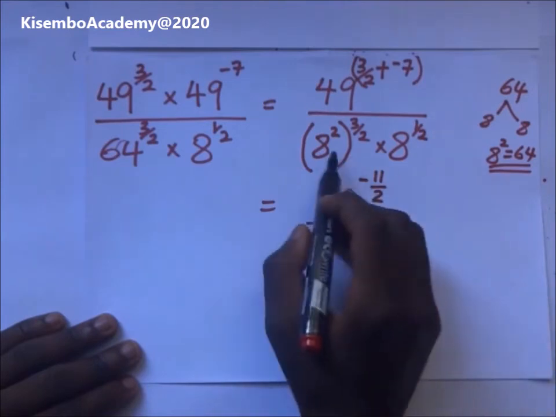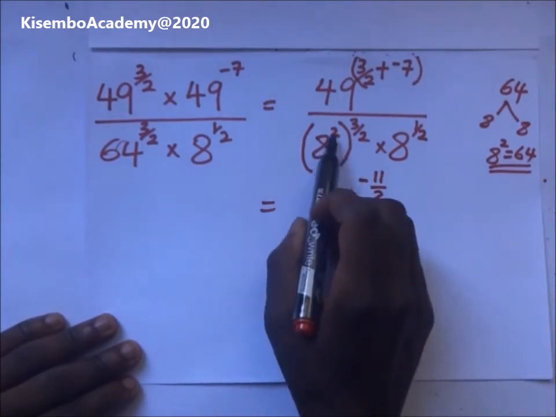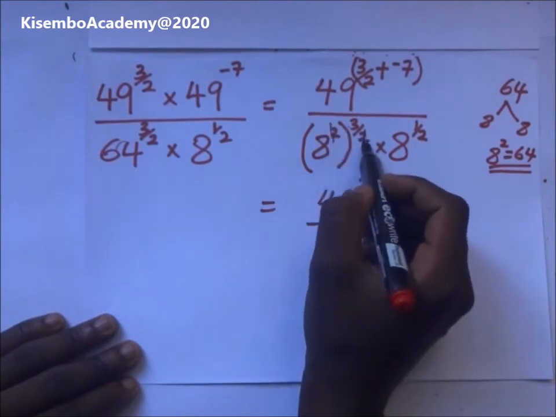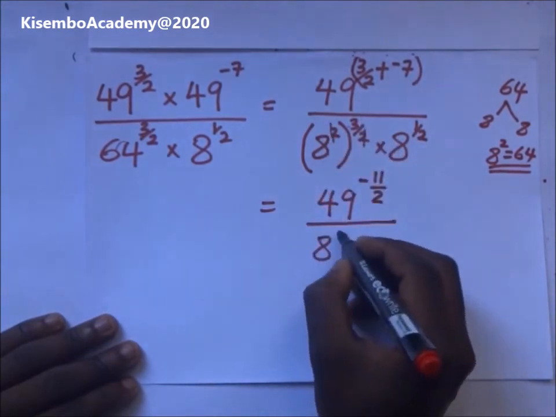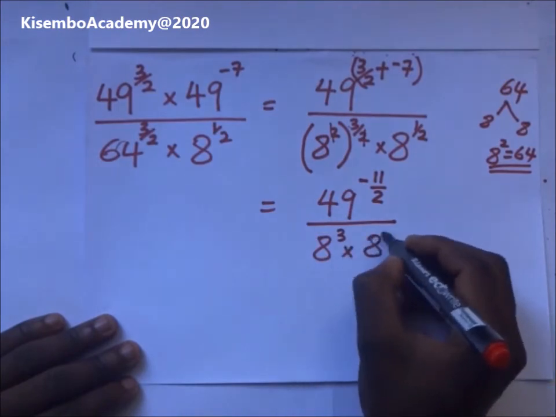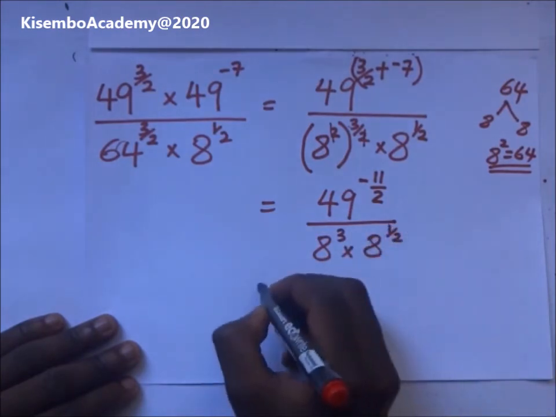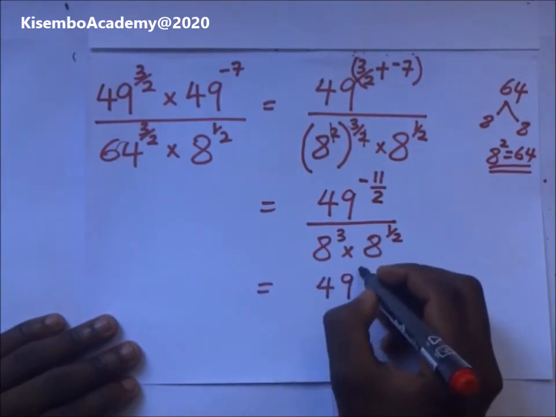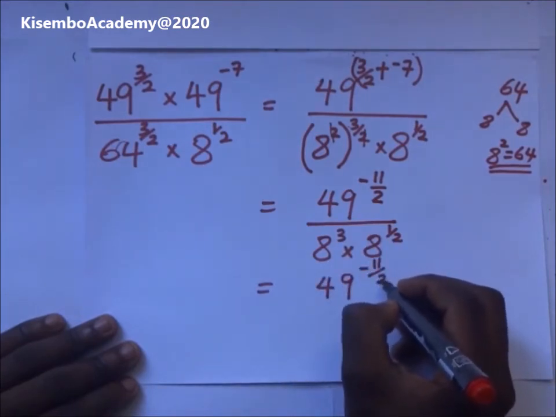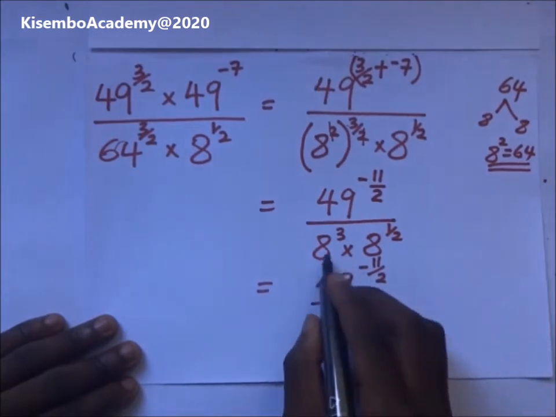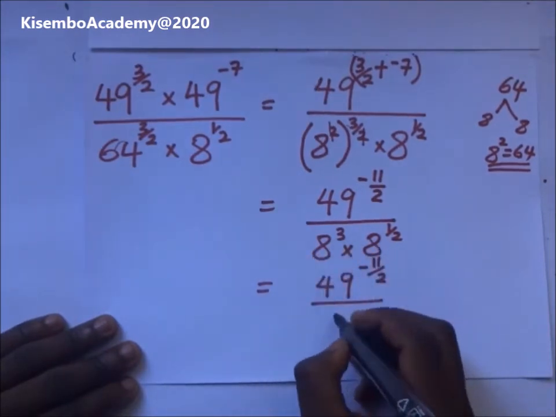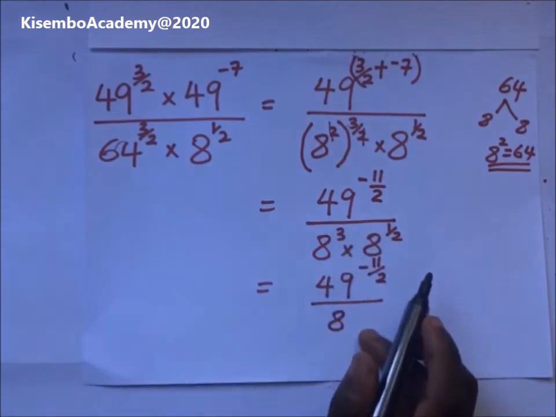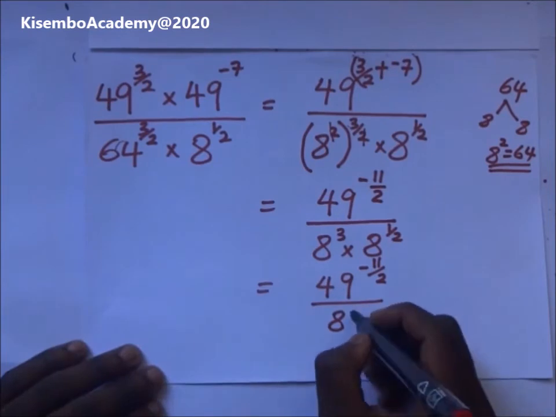Divide all that by, now of course here 8 squared, 2 times 3 over 2, this 2 and that 2 will cancel, you remain with 8 to the power 3 times 8 to the power a half. So this is going to become 49 to the power negative 11 over 2. Divide all that by, these now have the same base, so it's 8, and then you add the powers. 3 plus a half is going to give you 7 over 2.